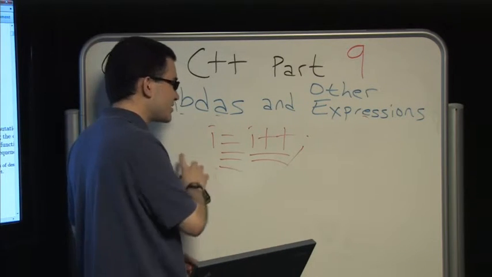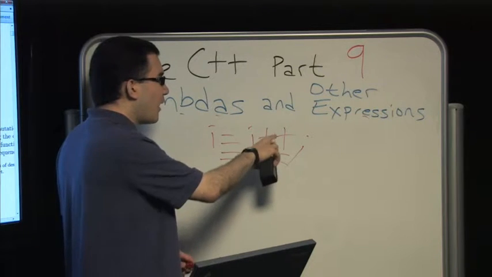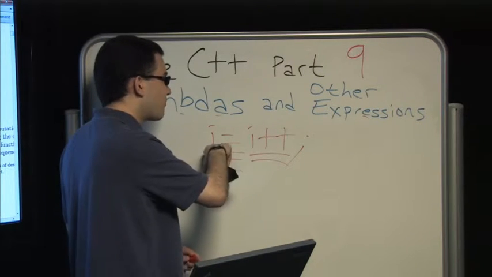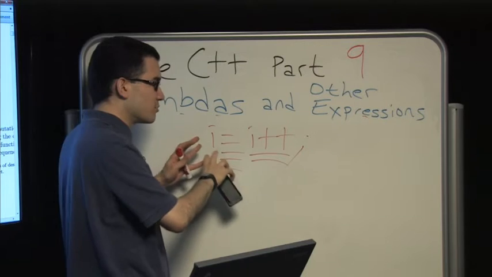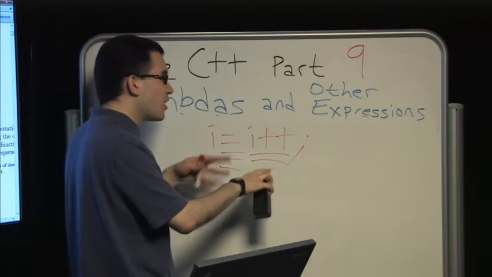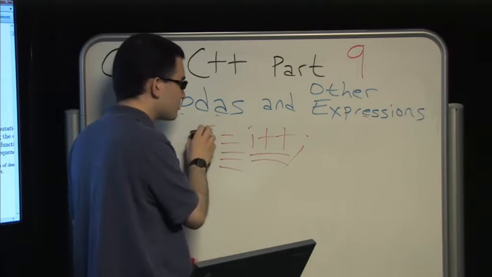So in something like this, you're not guaranteed that this will be evaluated before this. In fact, this is undefined behavior. The program can crash because the optimizer can do things that will make this completely invalid.